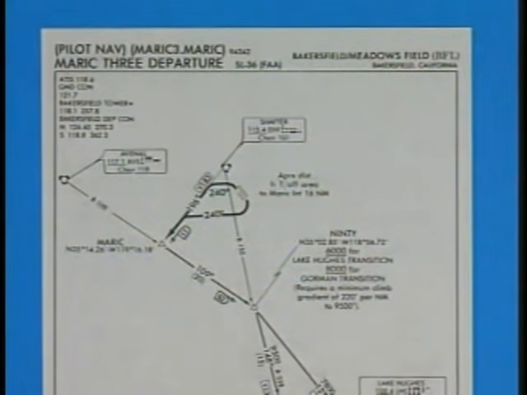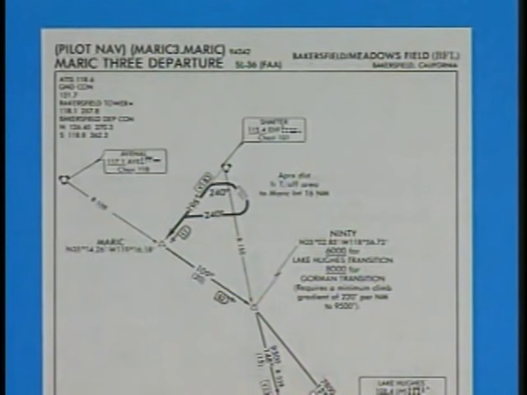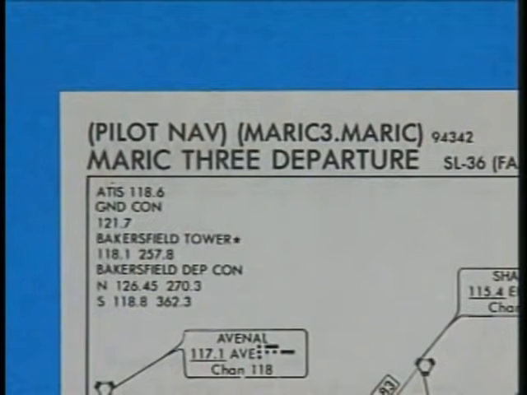A departure procedure is often named after the last fix for the common portion of the procedure, prior to the departure transitions. In this case, Merrick intersection. This particular procedure is called the Merrick 3 departure. When a significant change in the procedure occurs, the name changes to the next higher number. At the next major revision, this DP will be renamed the Merrick 4 departure.